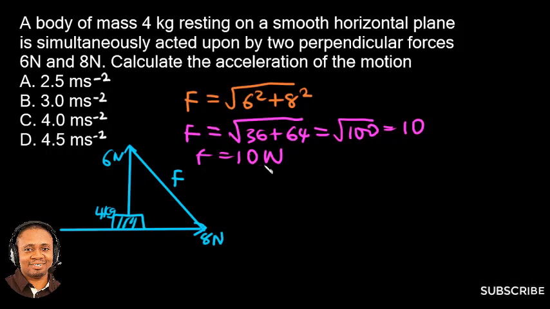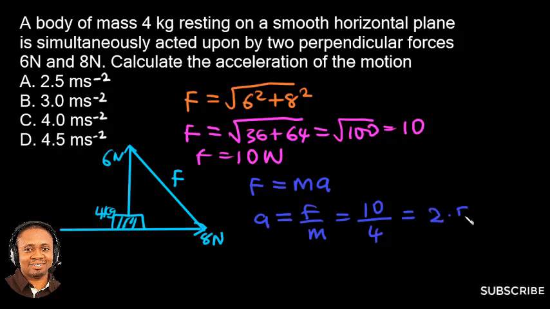So now that we know the resultant force, we can find the acceleration, and you know that force is equal to mass times acceleration. So now A is equal to force over mass, and the force we found is 10 divided by the mass, which is 4, and this will give us 2.5 meter per second square. So the answer option A is the right answer.